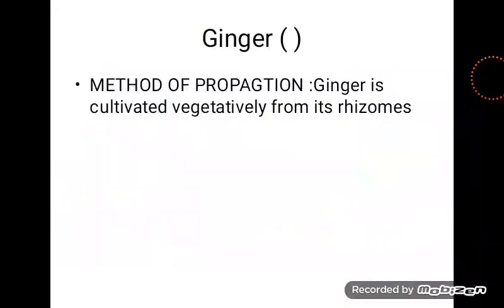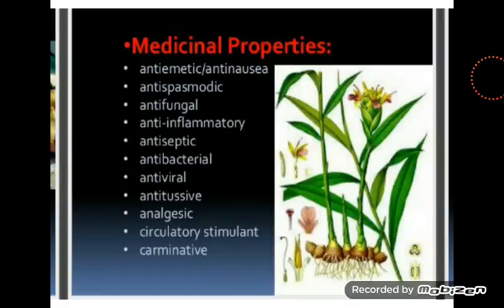All right. Method of propagation. Ginger is cultivated vegetatively from its rhizome, just from what you have seen back there. All right. Now, the economic importance of ginger refers to basically the good things it can do and the bad things it can also do. Basically, the most thing that ginger is known for is medicinal, sincerely.